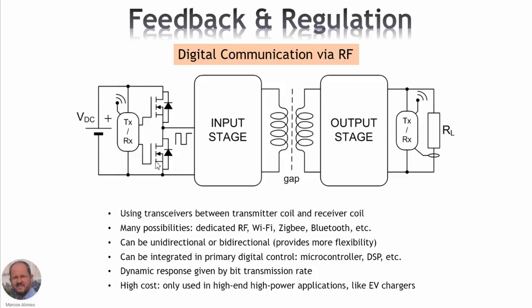For the communications, there are many possibilities, many different protocols. We can use a dedicated radio frequency solution. We can use Wi-Fi, Zigbee, Bluetooth, and so on. It can also be unidirectional or bidirectional. Of course, bidirectional can provide more flexibility. It can be also integrated in the primary digital control, so we can implement the communication in the primary using a microcontroller, DSP, and so on.